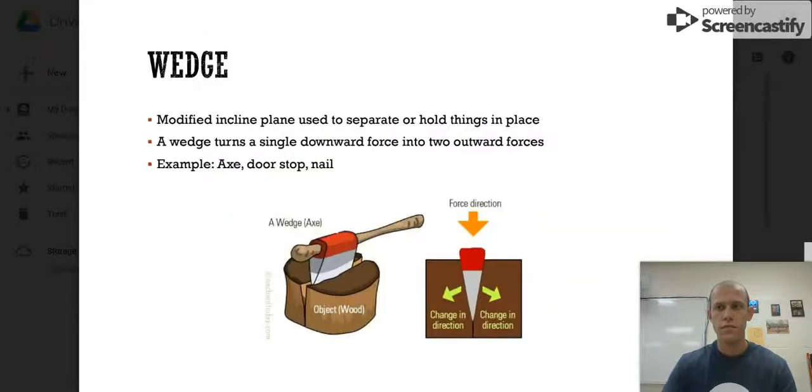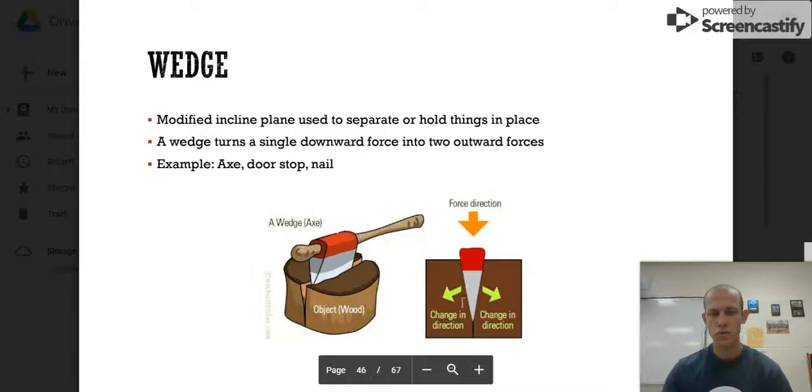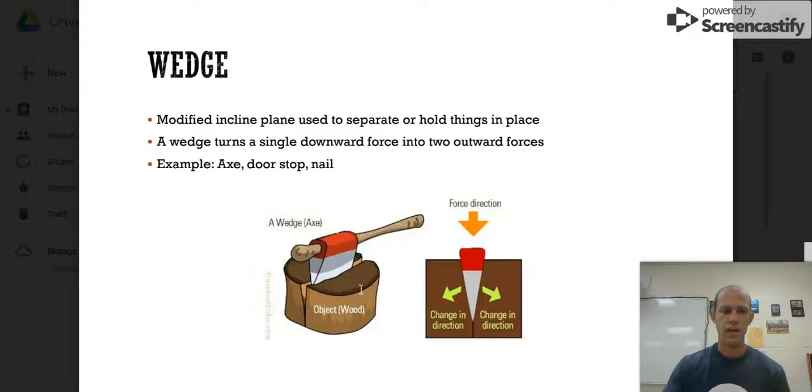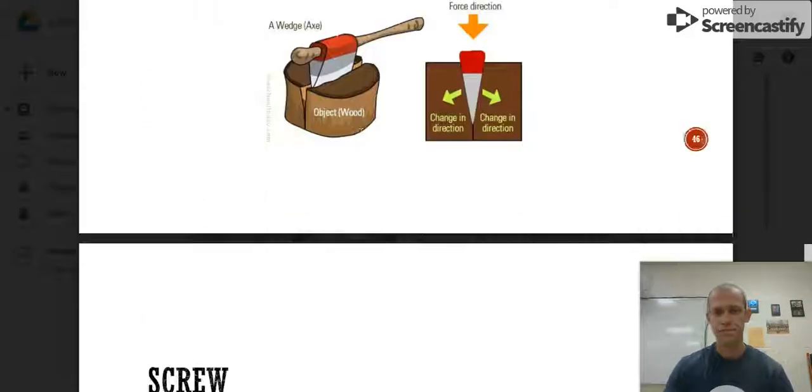The fifth simple machine is the wedge. It's a modified inclined plane used to separate or hold things in place. A wedge turns a single downward force into 2 outward forces. You can see this most notably with the axe piercing the wood because of the different sides of the axe. For example, axes are wedges, door stops, or nails.